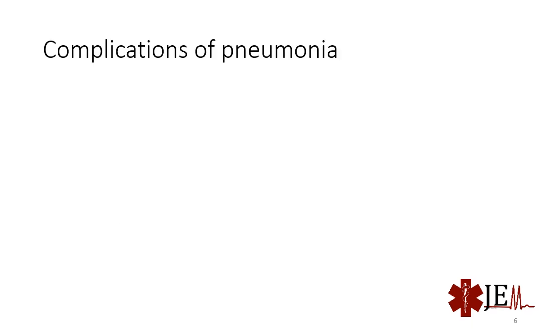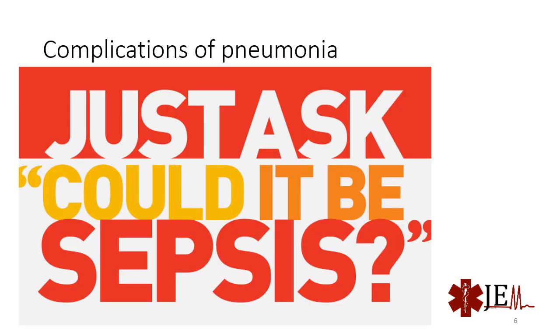Okay, so now let's talk about the complications of pneumonia. So if a patient who has a bad chest infection stays at home, tries to tough it out, doesn't want to see the doctor, complications can arise. Or if the patient has been treated and they don't respond properly to the treatment or aren't strong enough to respond to the treatment or may be frail or maybe any other reason, they may develop complications. And the key one to be aware of is sepsis. So just ask, could it be sepsis? And that's something you want to keep in your mind whenever you've got a patient with an infection: are they developing sepsis? So let's talk a little bit about sepsis now.